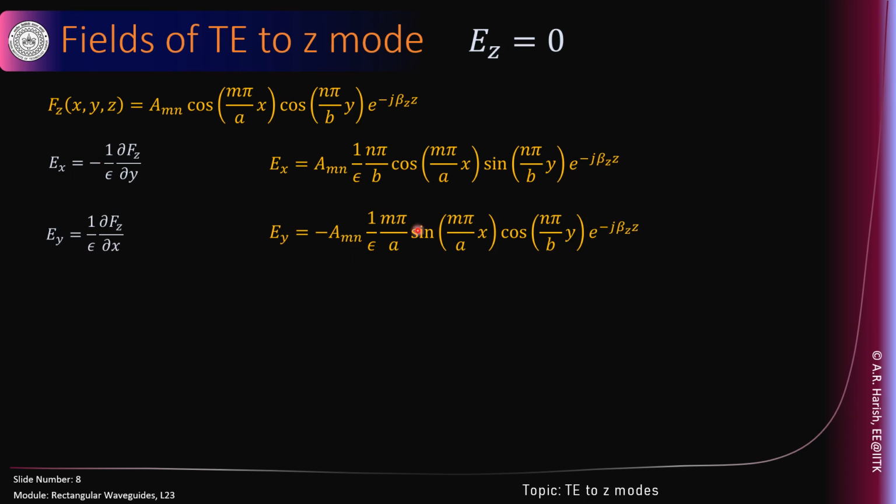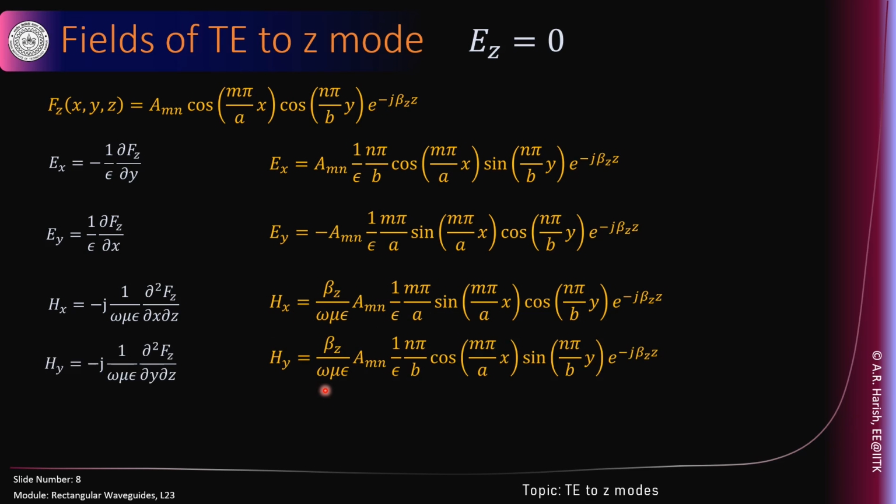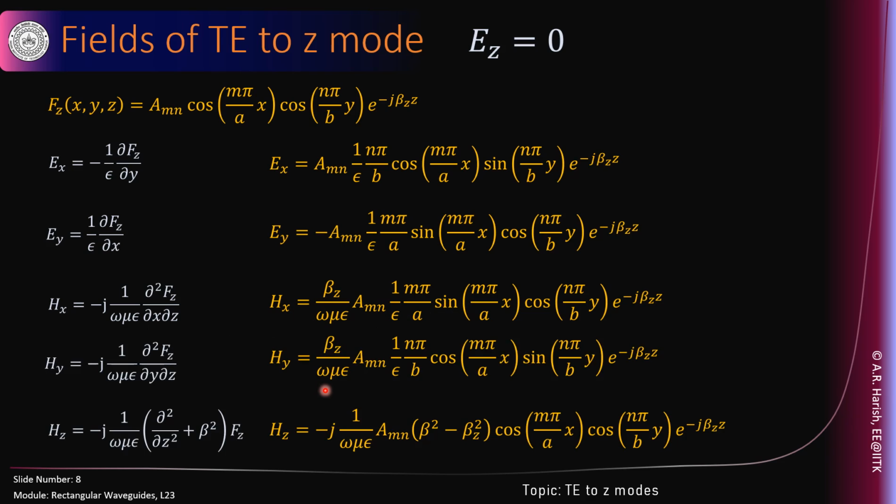Ey is exactly the same. We have m pi by a because we are differentiating with respect to x. It picks up a negative sign because the derivative of cos is minus sin. Hx is again straightforward. Differentiating with respect to x gives me m pi by a. Differentiating with respect to z gives me beta z, and it is getting a minus j. Minus j times minus j will give me a minus sign, and the derivative with respect to x generates another minus sign. Therefore, Hx has a positive sign. Are you following this? Hy, you can write it yourself. The last one is probably the simplest one. Double differentiation with respect to z gives me minus beta z square.